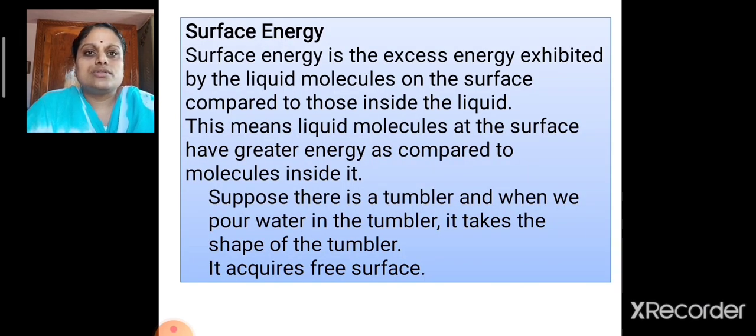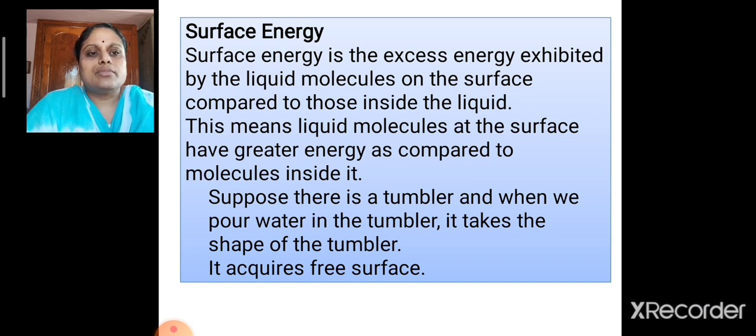Before coming to surface tension, let us discuss what is surface energy. It is the excess energy exhibited by the liquid molecules on the surface compared to those inside the liquid. This means that the liquid molecules at the surface of a liquid have greater energy as compared to the molecules inside it.